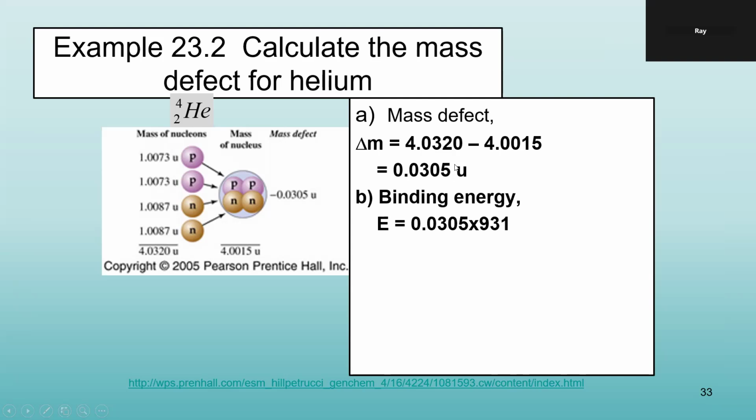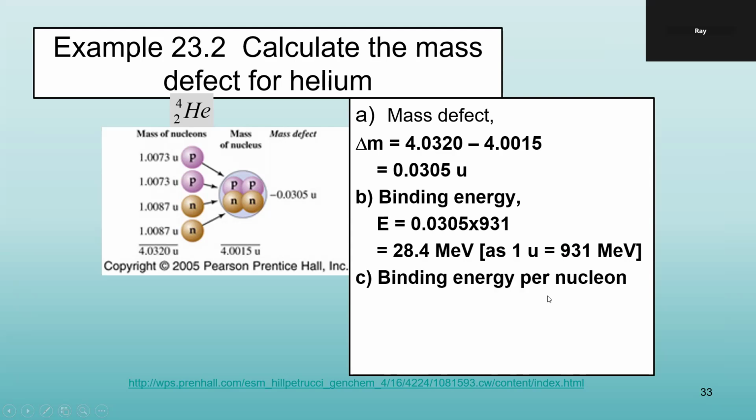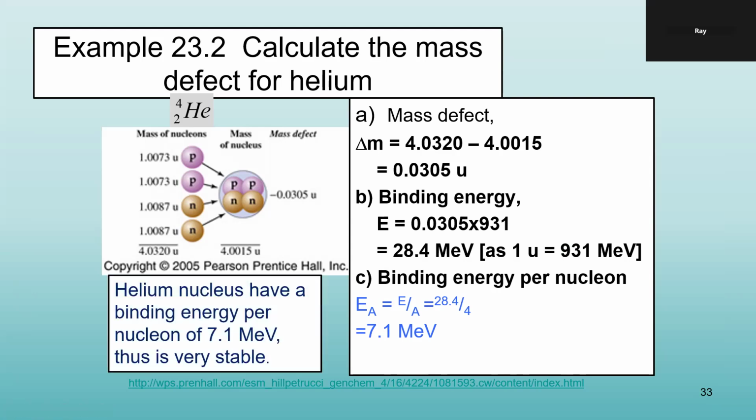One atomic mass unit is 931 mega electron volts, so the binding energy is 28.4 mega electron volts. Per nucleon, it is 28.4 divided by 4. That's how we calculate it, and we get 7.1 mega electron volts. Any comment? Anything not clear? The helium nucleus has a binding energy per nucleon of 7.1 mega electron volts, thus it is very stable.